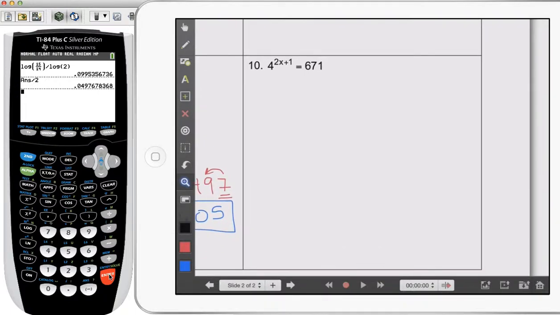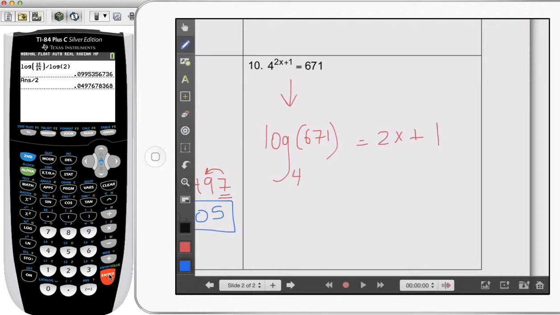Now, as you can see, the one having the base is isolated, the one with the power is isolated, 4 to the power 2x plus 1. There's nothing added or nothing being multiplied. So I can directly change it to a log form. Log base 4 of 671 is equal to the power, which is in this case 2x plus 1. Now remember, I would like you to use the calculator as a last step. I don't want you to be finding this and rounding either up or down. So I don't want you to estimate from here. I want you to estimate as a last step.